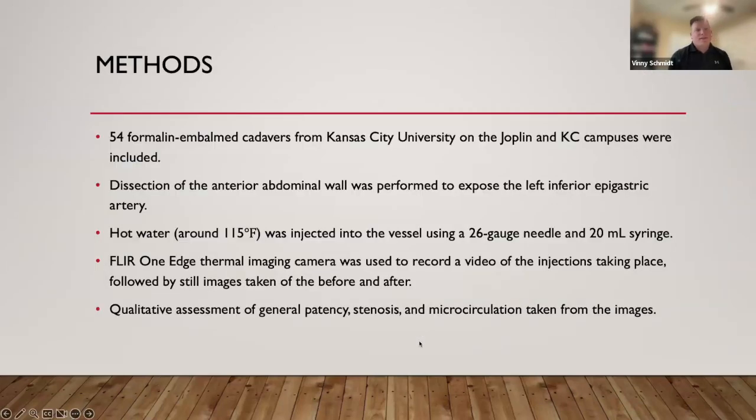How I went about this is I took all the cadavers from the Kansas City campuses and Joplin campuses here at KCU, which included 54 formalin-embalmed cadavers. I did a dissection of the anterior abdominal wall to expose the left inferior epigastric artery. I went from the bottom of the sternum, where the xiphoid process is, all the way down to the pubic symphysis, making sure to keep the umbilicus intact.